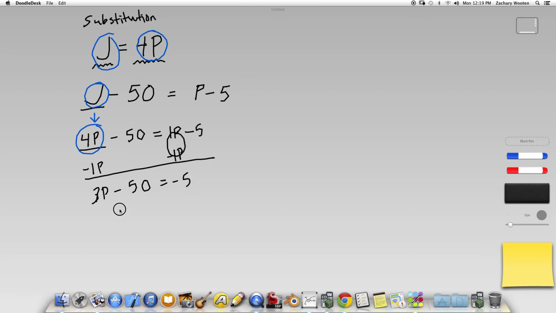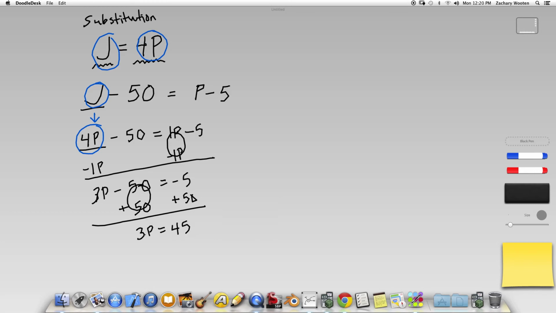Now let's go down here. To figure out what P is, we need to solve for P. First step, I need to add 50 to both sides. Cancel out this minus 50. Again, we're trying to get the letter P by itself, so this is canceling something out. I'm left with 3P equals negative 5 plus 50. You may be able to do that in your head. If not, plug it in your calculator. Negative 5 plus 50 is 45.